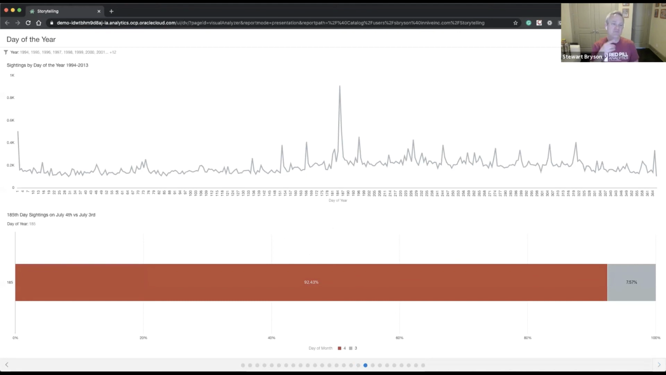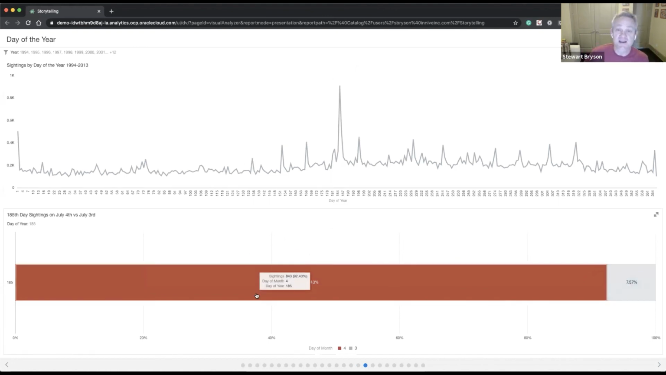So, sightings by the day of the year. This is day 185. Yep, day 185, which more often than not is the 4th of July. It is sometimes July 3rd. So that's a difficult point to get across with a single visualization. Therefore, I provided you two.